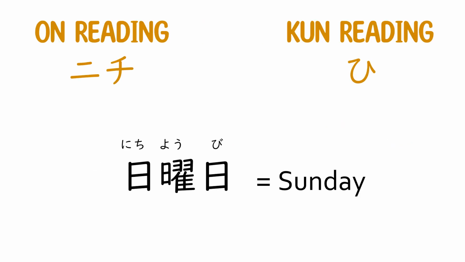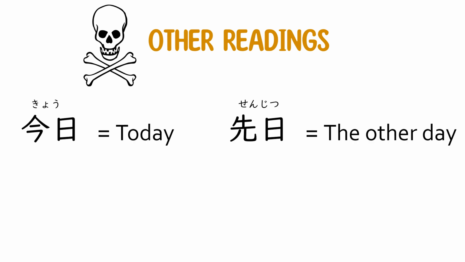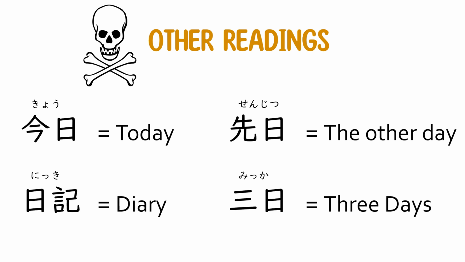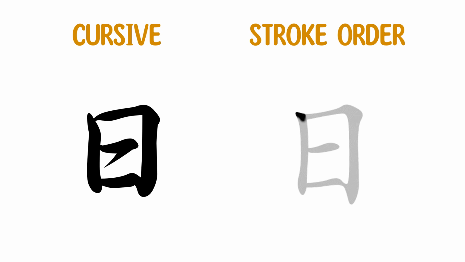The on reading is nichi and the kun reading is hi. We can see both readings being used in the word nichiyobi, or Sunday. Watch out! This kanji has multiple readings, so it is important to verify the reading when you see this kanji. Some examples are kyo, today, senjitsu, the other day, nikki, diary, mikka, 3 days. One last note, this kanji has 4 strokes and it is a JLPT N5 level. I hope you take the time to learn this kanji with its many readings.